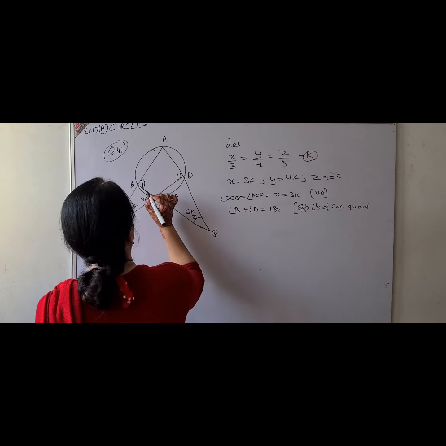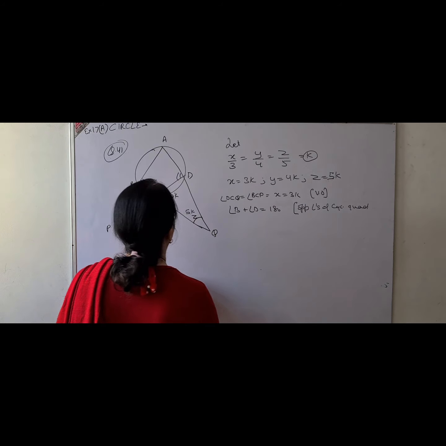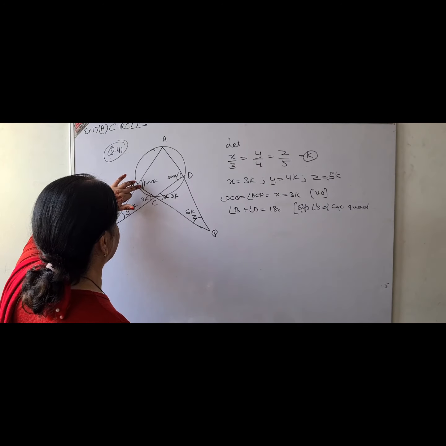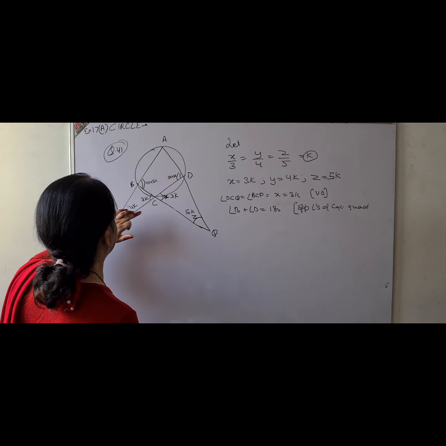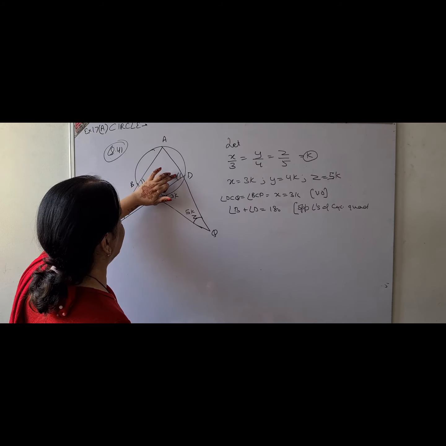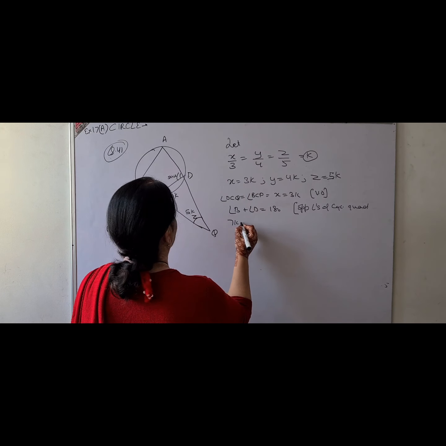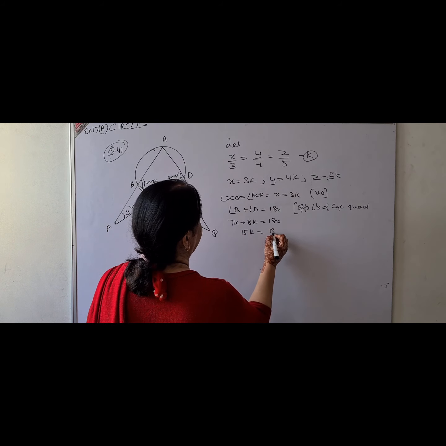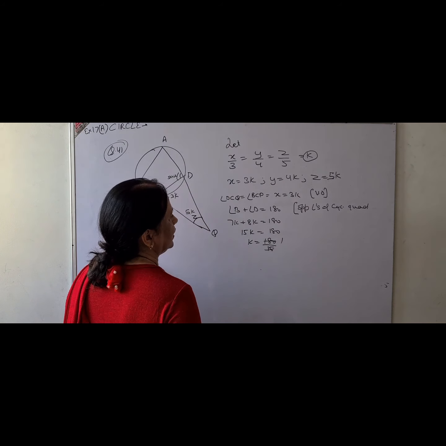Angle B is equal to 4K plus 3K, and angle D is equal to 5K plus 3K. Do you know why? Because the exterior angle of a triangle is equal to the sum of the two opposite interior angles. In triangle BPC, angle B is exterior to C and P. Similarly, angle D will be 3K plus 5K. So in total, 7K plus 8K is equal to 180, or 15K is equal to 180, or K is equal to 180 divided by 15, which is 12.